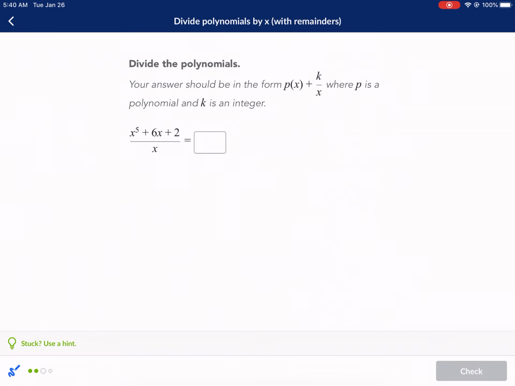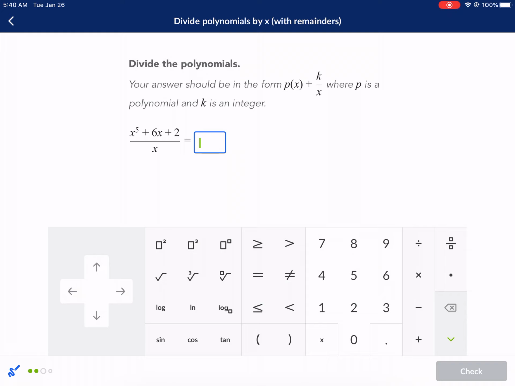All right, next question. As you get better with this, you can probably even do it visually without having to write it out. If you look at the first term in the top, x to the 5th, if we divide that by x, we're going to get x to the 4th power. We subtract exponents, 5 minus 1, just in case you like using the quotient rule. I like just canceling, but to each their own. Plus 6x over x, we cancel the x's, we're left with 6. And then we have 2 over x, that can't be reduced, so we'd add our remainder, 2 over x.